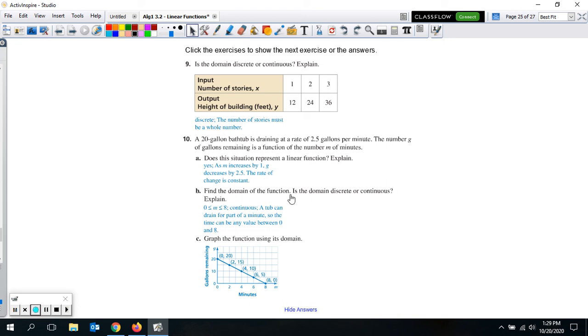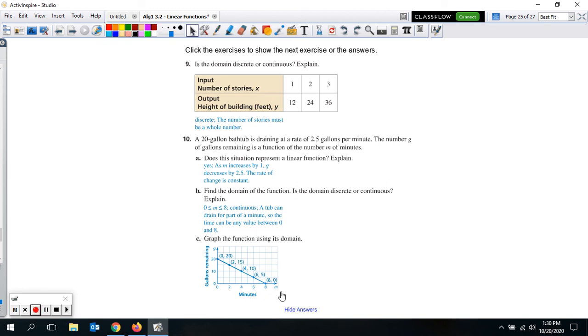And then find the domain of the function. So that would just be from 0 to 8, continuous. That's why it's going to be 8 minutes after it's all gone, because after 8 minutes, if you do the math, you'd be down to 0 gallons. It would be all drained out. So it's going to take 8 minutes to drain the tub.